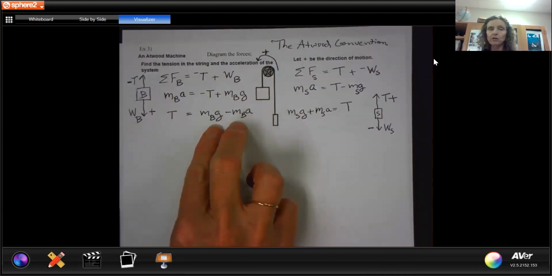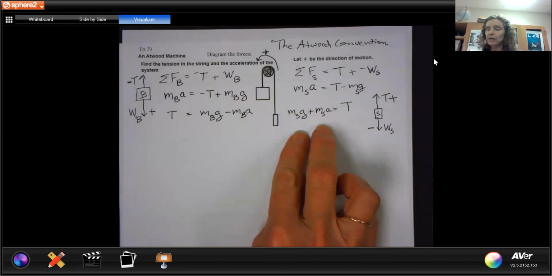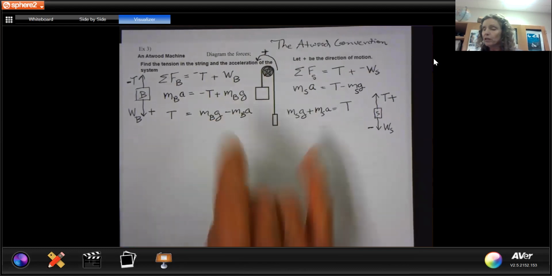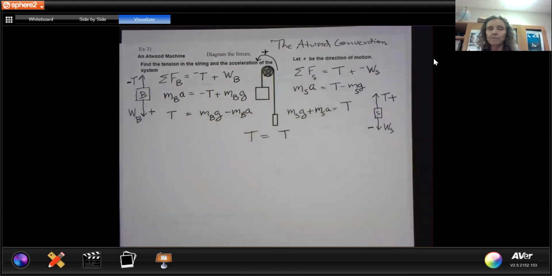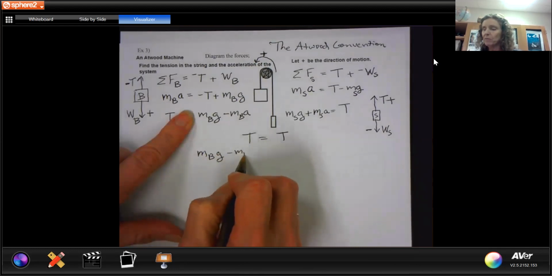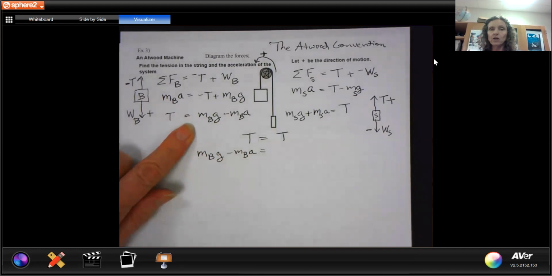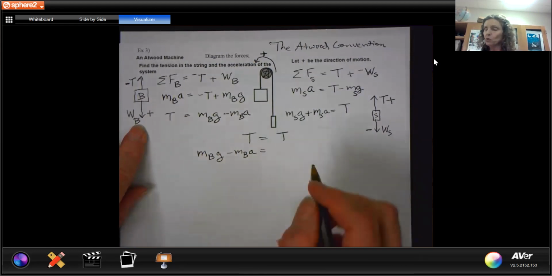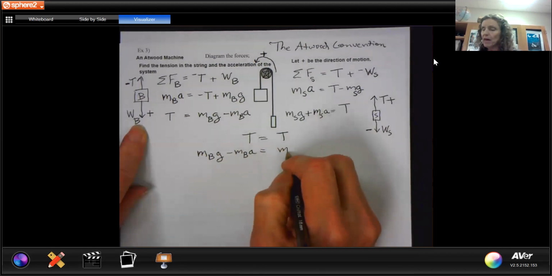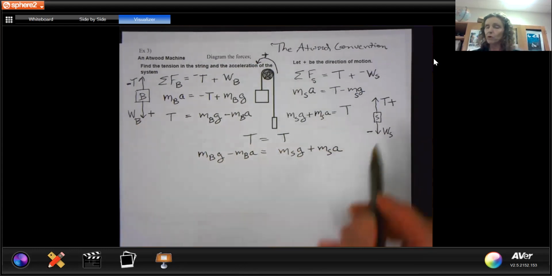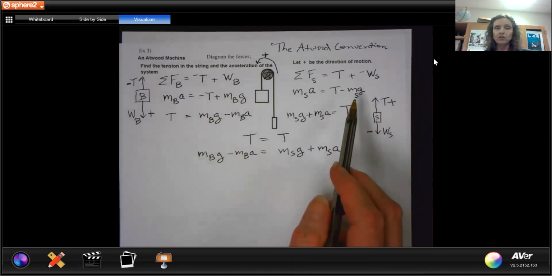I have tension over here, and I have tension over here. Each equation has the same two unknown variables. So I hope you can see that if I set them equal to each other, if I say tension equals tension, I'll be able to get rid of that tension. Because instead of tension, I'm going to write mbg minus mba. Okay, the result of our work with net force on the left using the free body diagram for the big mass equals, right here, msg plus msa. The result of our work with the free body diagram and the net force equation for the small mass on the right.